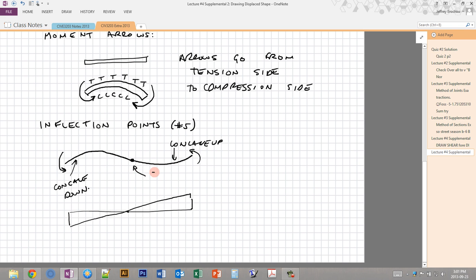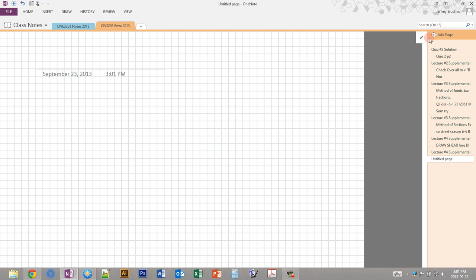And at that location, that's where the second derivative is equal to 0, and the moment is equal to 0. So if we can draw a deflected shape and see where those inflection points exist, then we also know where the 0 moment points exist, and that'll help us in drawing a sample moment diagram. Okay. So let's look at some examples. We'll start with a very simple one.